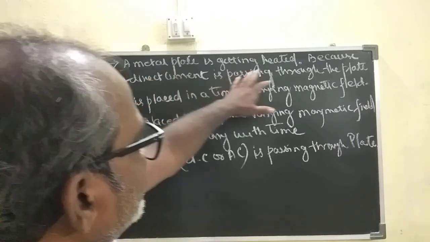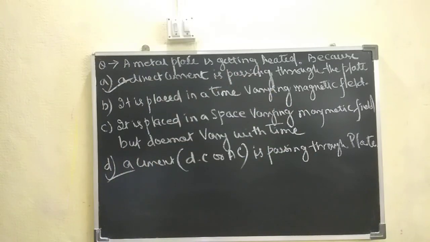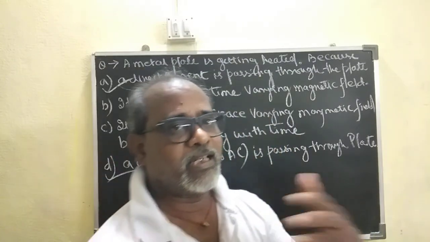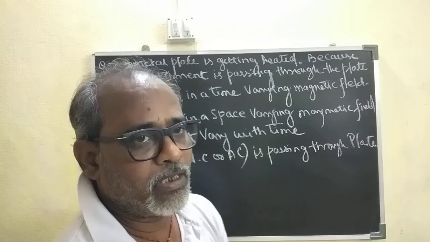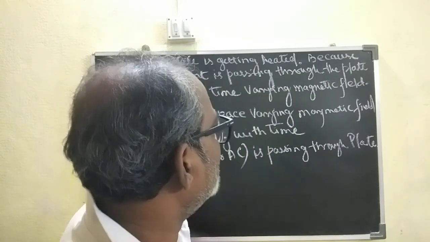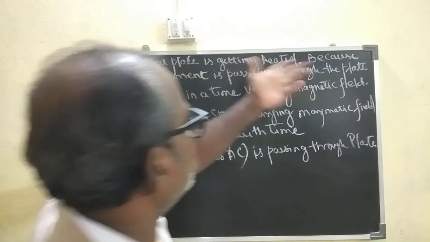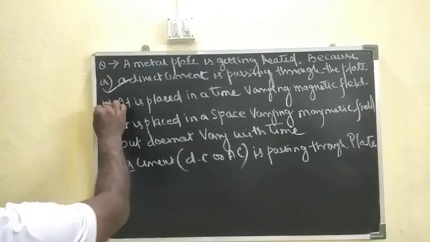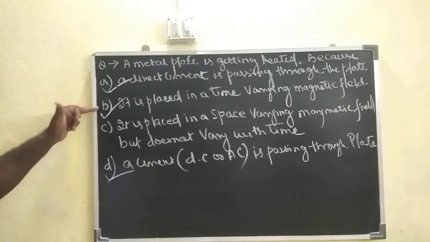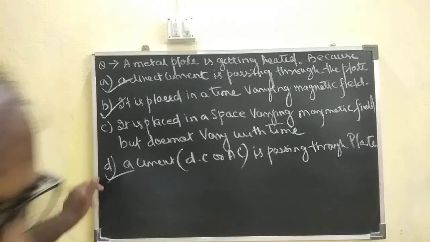एक और चीज होती है कि जब भी एक metal plate is getting heated, यानी कि it is placed in a time varying magnetic field, where there is a change in the magnetic flux producing the induced EMF as well as induced current. For that purpose also a metal plate can get heated. So our option B is also correct. Here the three options are correct: A, B and D. Thank you.